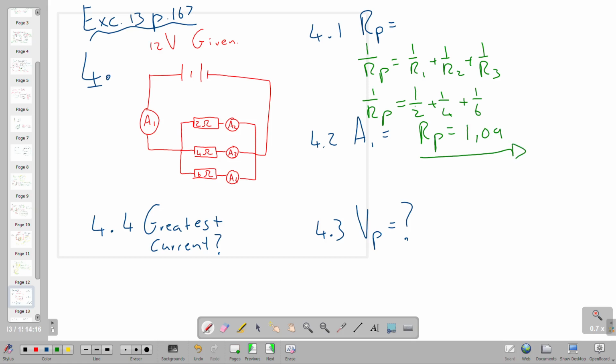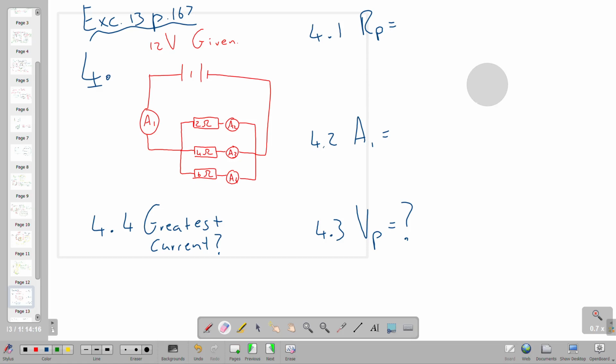What unit do we use? Ohm. Okay. So I'm going to erase that out a bit so I have space for the next question. I'll just put the answer back. Okay. So I calculated it's 1.09 ohms. You must write down the formula, substitute, get your answer. Alright. Next, what is A1 over here?